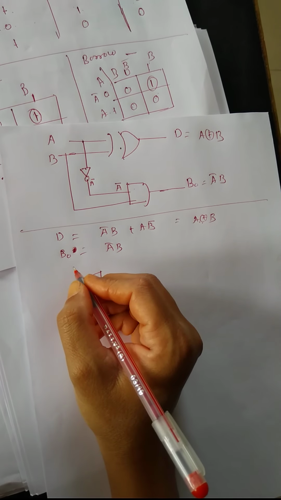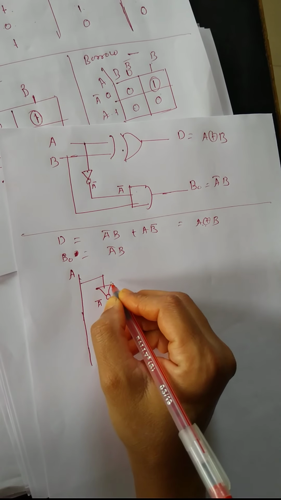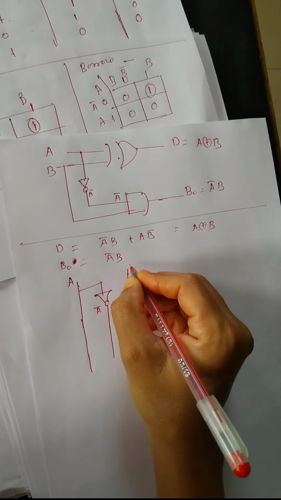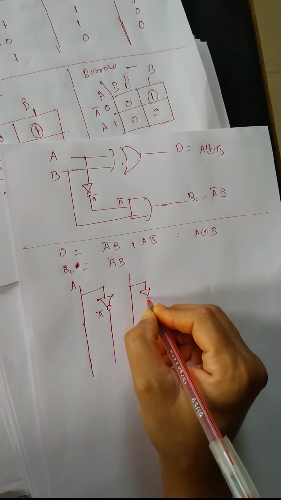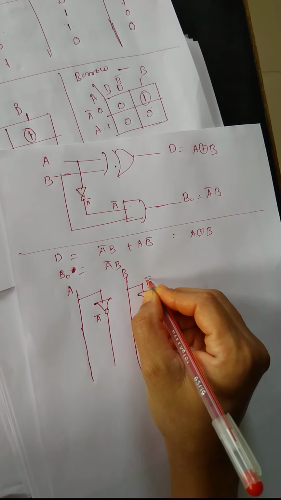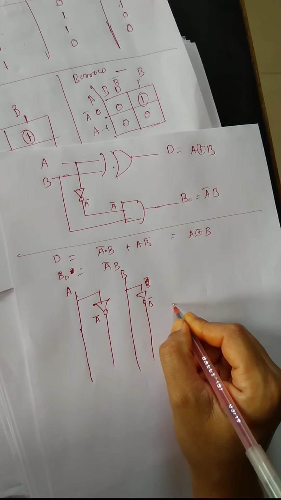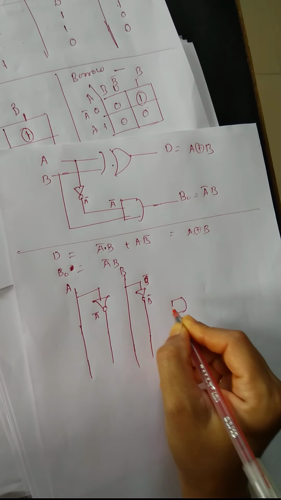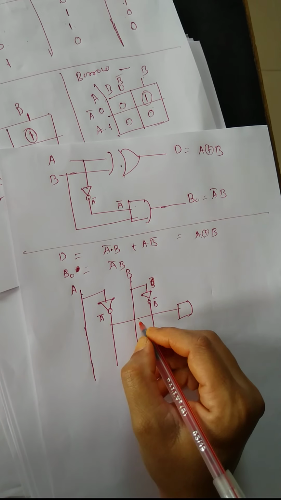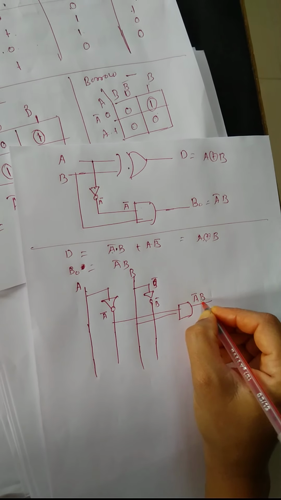basic gates. Basic gates are AND or NOT. For A input, the output produces A bar. Next, for B input, we connect the NOT gate, and the output is B bar. So this term is A bar B. For this multiplication, we connect A bar and the B input, so the output of that AND gate is A bar B.